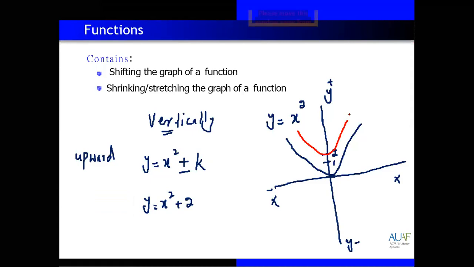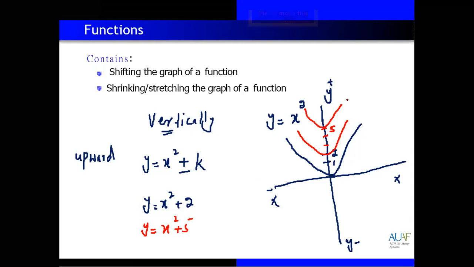You need to add a number to the whole function. We have y is equal to x square, so add a number. If I want to shift 5 units upward, then y is equal to x square plus 5. So the graph will start from 5. Let's suppose this one is 5. So the graph will start from 5. This is for upward, adding a positive value.